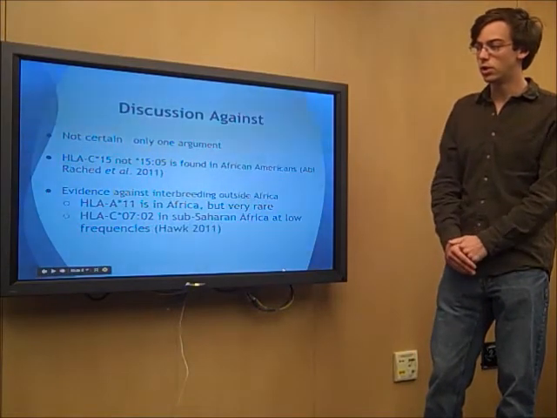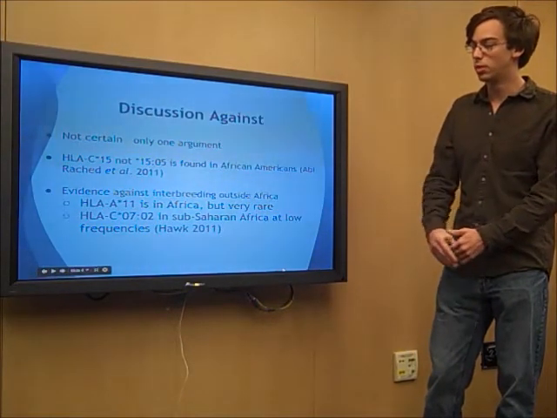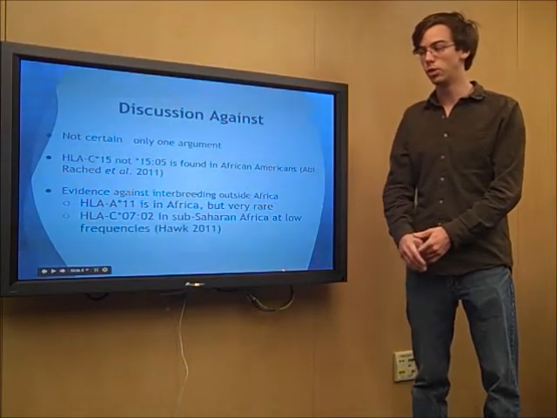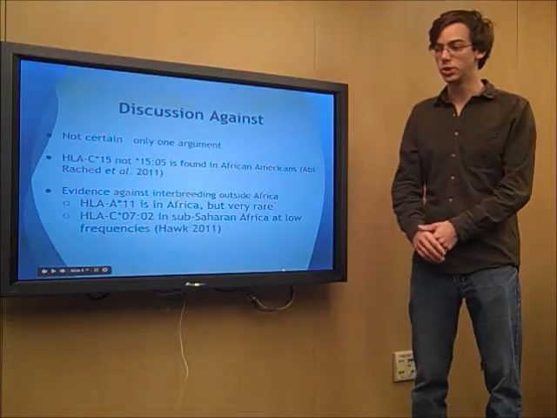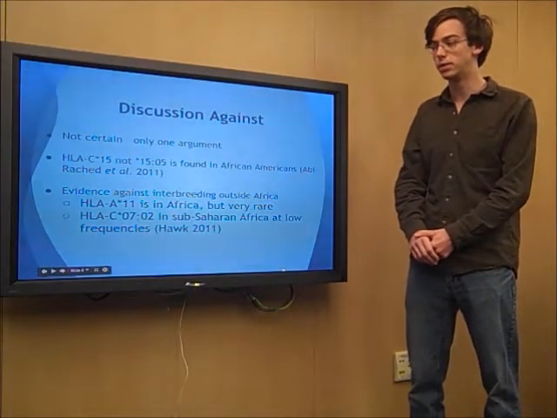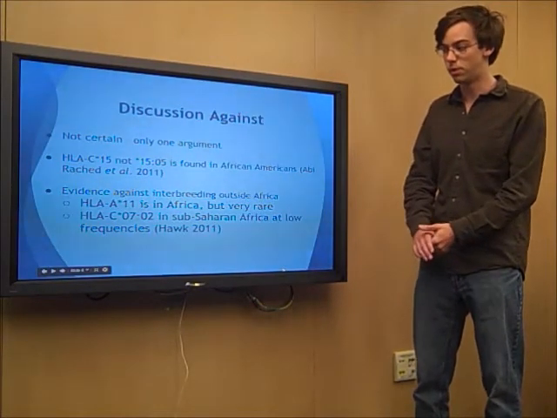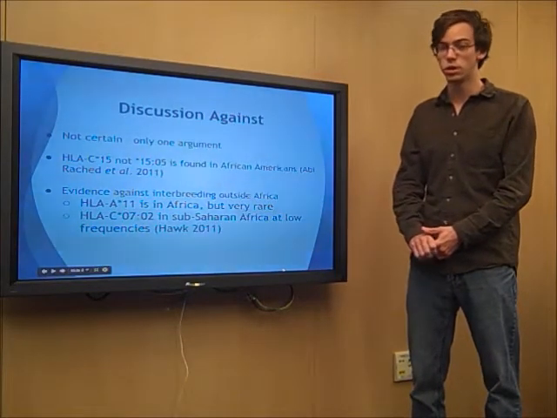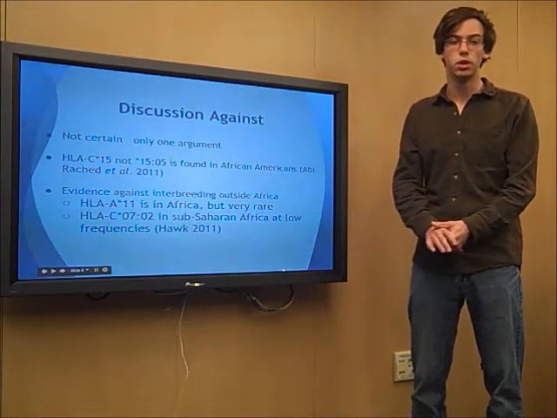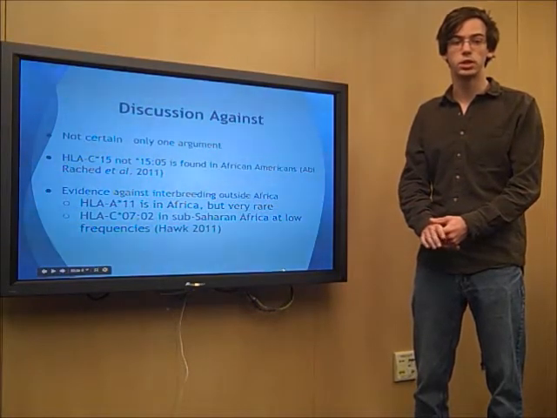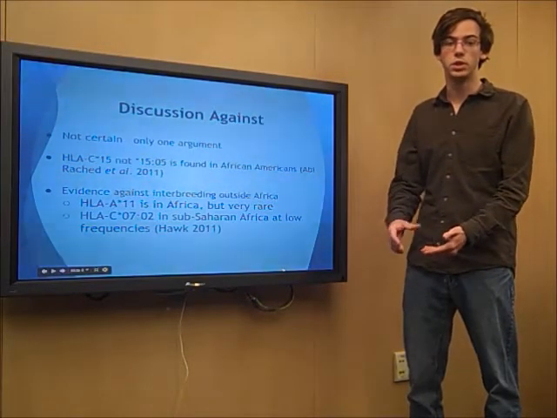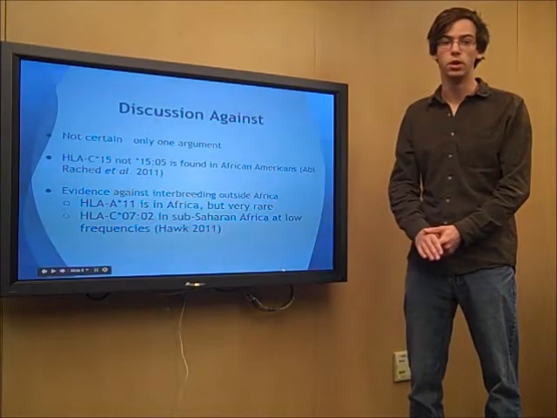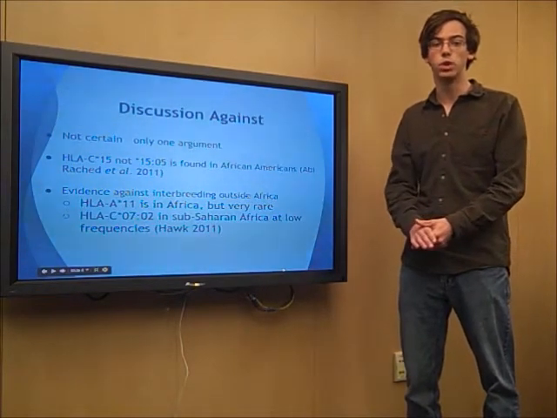There are many arguments against interbreeding with archaic humans. One such argument is that HLA-C15, except for 1505, is found in African Americans. 2.2% of the African Americans tested did not associate with just the 1505 allele. And the question there is really why.